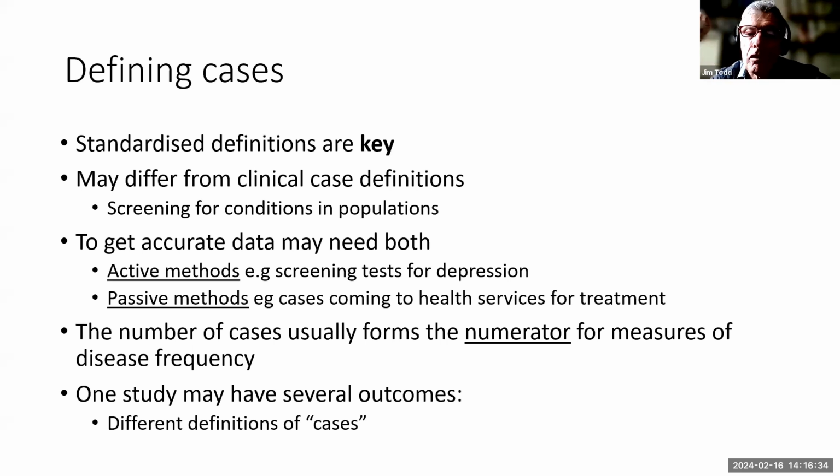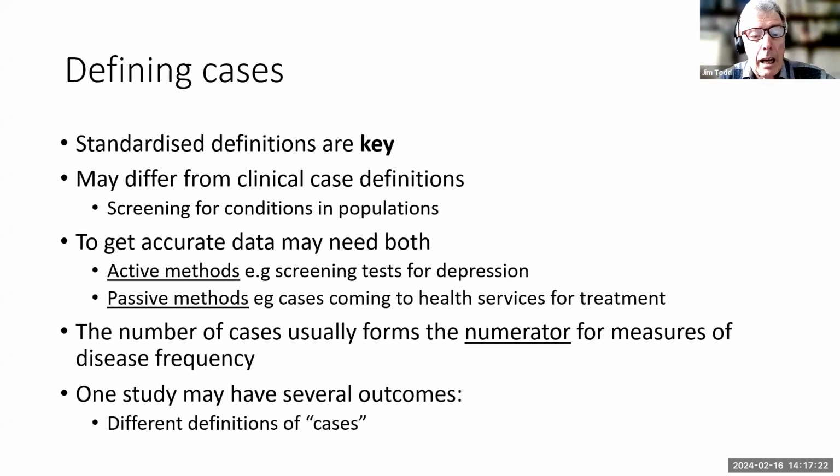This definition of mental health conditions might be for depression, it might be for anxiety, it might be for psychosis, it might be for trauma, it might be for anything like that. But the definitions that you use for your research may differ from the clinical case definitions. You don't have to go to the case definitions in the clinical guidebooks and say, this is what I'm going to be using. You may actually be screening for conditions in populations, and you may have a set of screening questions that you want to use in that population. And so if you do that, make sure it's very clear what your case definition is. What is the standardized definition that you're going to use to define cases in your particular research?